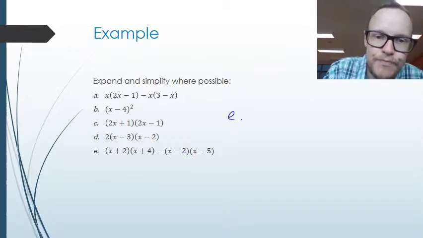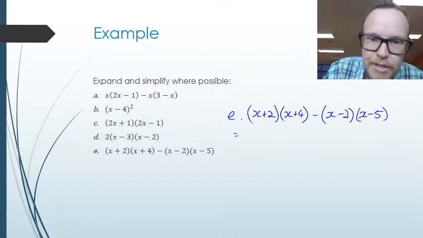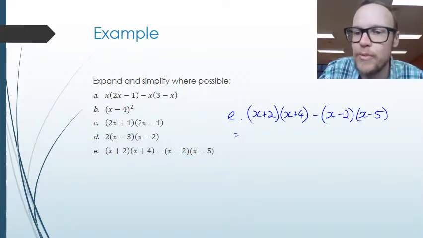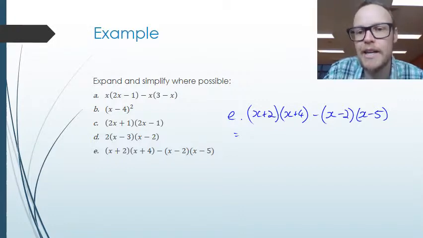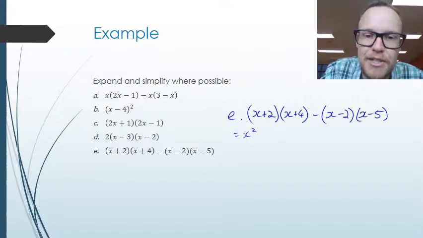Looking at E now, I've got x plus 2, x plus 4, subtract away x minus 2, x minus 5. I can expand these out to see what I get. The tricky thing to remember with this sort of question is I'm subtracting away all of the second binomial expansion, so I'm going to keep that in brackets to remind me of that. So the first binomial expansion, x times x is x squared, x times the 4 is plus 4x, 2 times the x is plus 2x, and 2 times the 4 is plus 8.